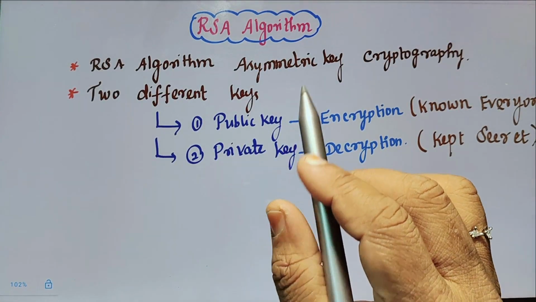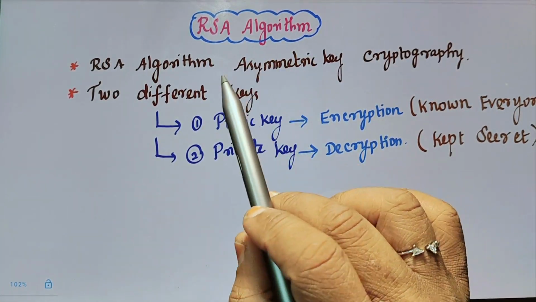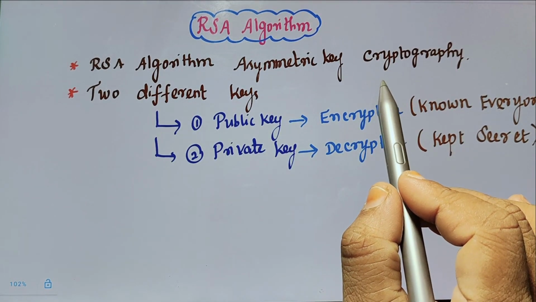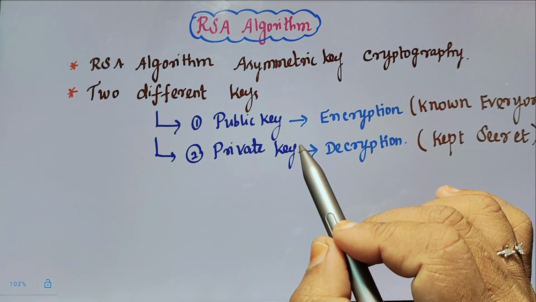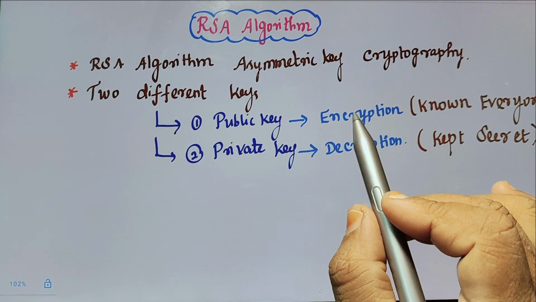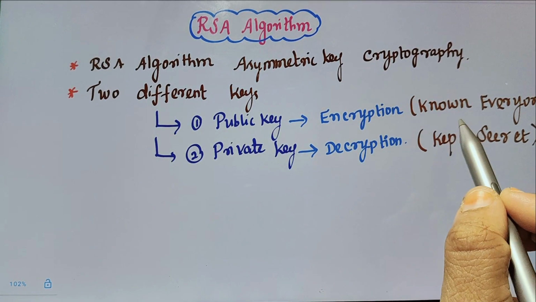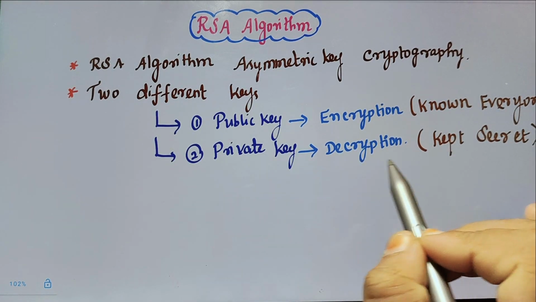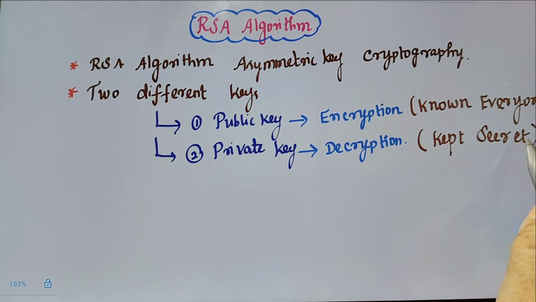Hello everyone, in this video let me explain the RSA algorithm concept. The RSA algorithm is an asymmetric key cryptography algorithm, which means it works on two different types of keys: one is the public key, and the other is the private key. The public key is used for encryption and is known to everyone, and the private key is used for decryption and must be kept secret at the receiver side.